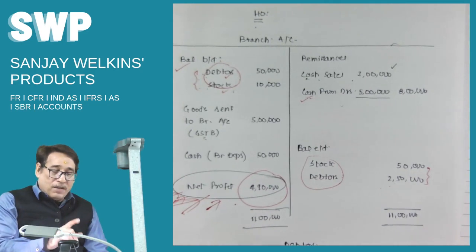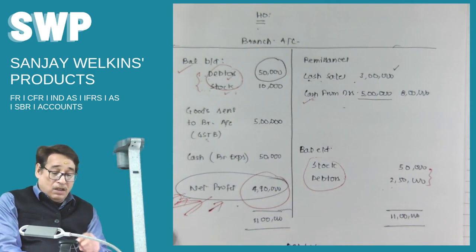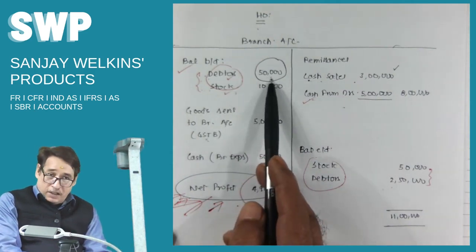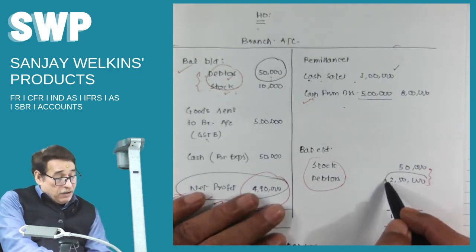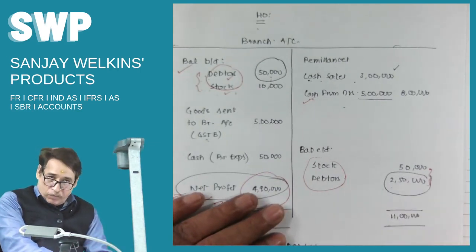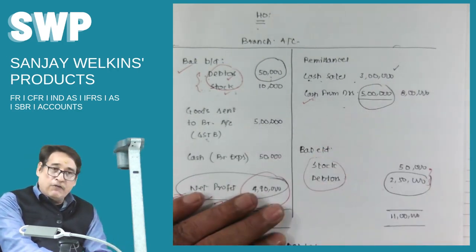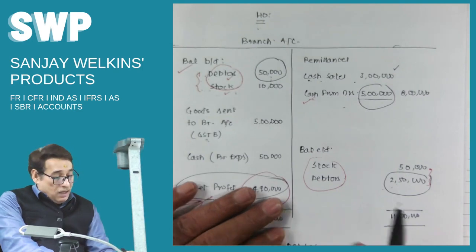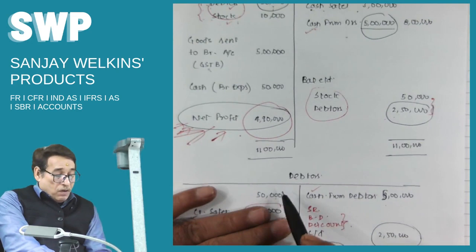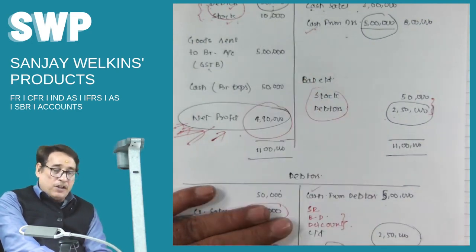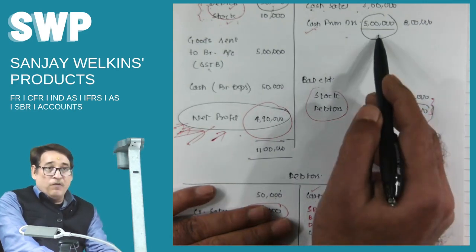See here. We have written opening debtors. Pay attention now. We have written opening debtors. Do you agree with me or not? Yes, sir. We have written closing debtors. Agree with me or not? Yes, sir. And we have written cash receipt from debtors. Pay attention here. Opening debtors you have written in the branch account. Closing debtors you have written here also. You have written cash from debtors.